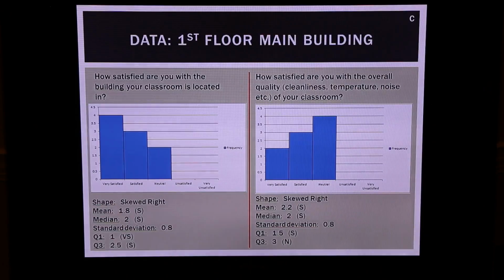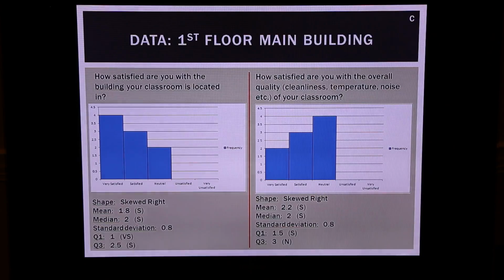Okay, so you get the point of the process that we're performing on each of the blocks we defined. So we'll just take a look at more of just the graphs instead of talking about the numbers below. On this graph for the building that the classroom is located in, the main building, most of the teachers were satisfied being in the main building. The graph is skewed to the right, and there were no teachers that were unsatisfied, at least on the first floor, in the main building.